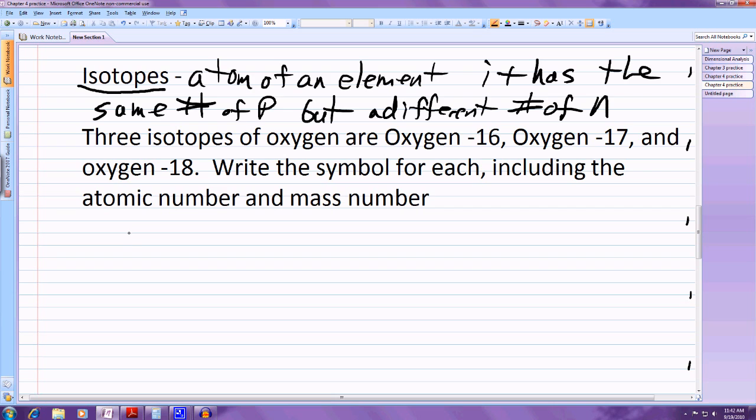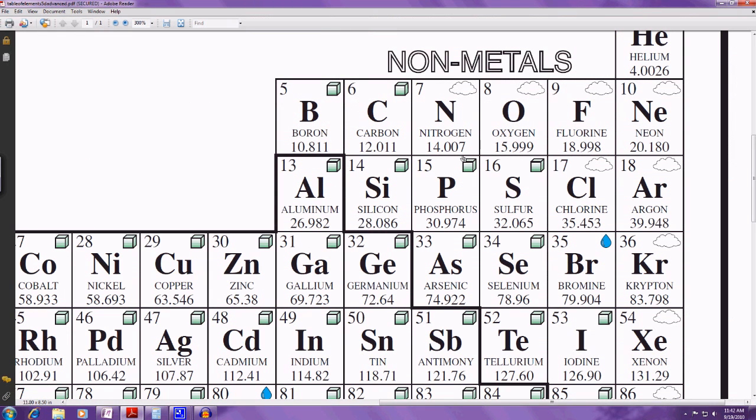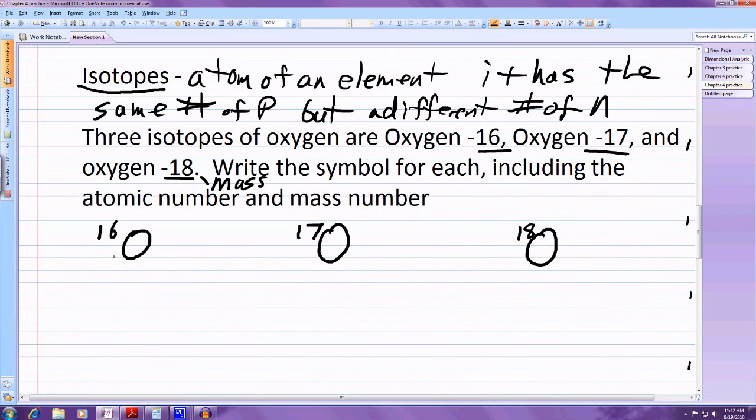Okay, so we're going to use a shorthand notation that we learned earlier. We need to write out three O's here, three isotopes, 16, 17, and 18. Those numbers are the mass number of the atom, and we put that up top. Now below goes the atomic number. The atomic number of oxygen is 8, so each one of these is 8.